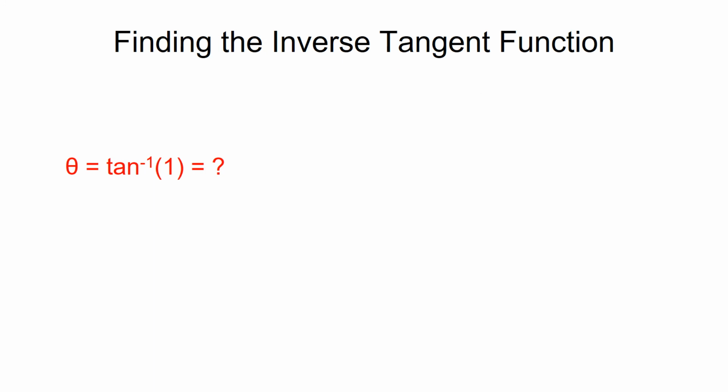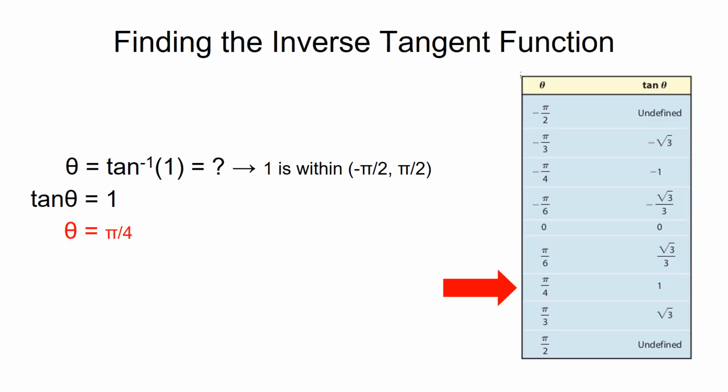So let's say we have the inverse tangent of 1. What does this equal? 1 is within the interval -pi over 2 to pi over 2. So let's rewrite the function as tangent of theta is equal to 1. And in the chart of common angles and their tangents, we see that the corresponding angle is pi over 4.